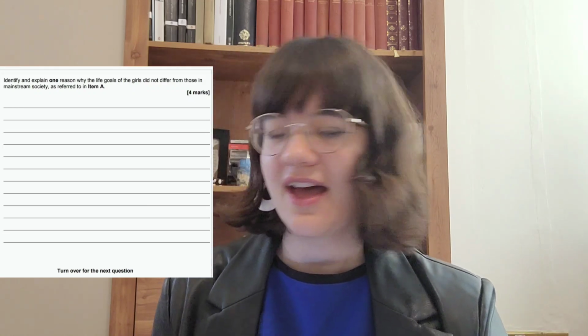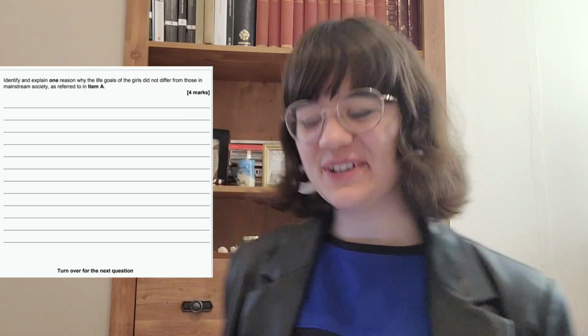Question 6. Identify and explain one reason why the life goals of the girls did not differ from those in mainstream society, as referred to in item A. Now for this question, I would go for Merton's strain theory, which you should have studied in class. I would definitely recommend revising it for this paper because Merton's strain theory can be used for a lot of different things. It actually came up when I was planning for this video and I was writing one of the 12 markers. I used Merton's strain theory a lot. Right, Merton's strain theory, a little brief run through for this question.